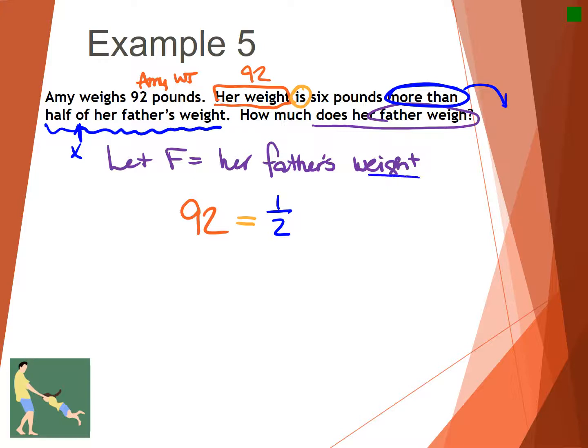Her father's weight. What's her father's weight? F. And then how much less do we want? She is 6 pounds less.